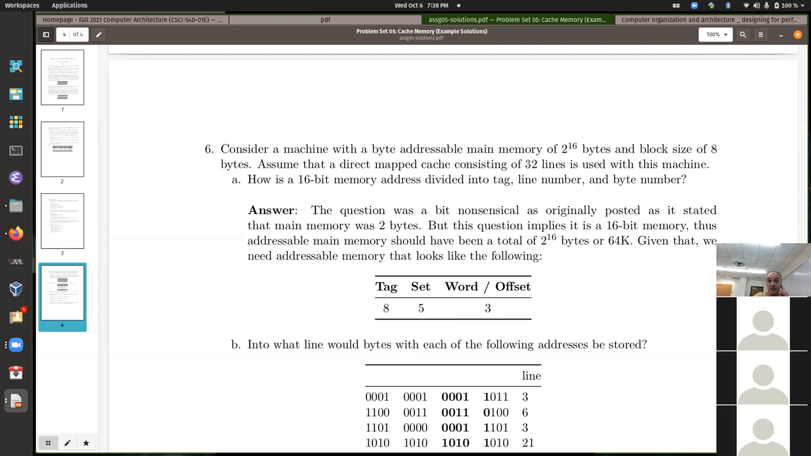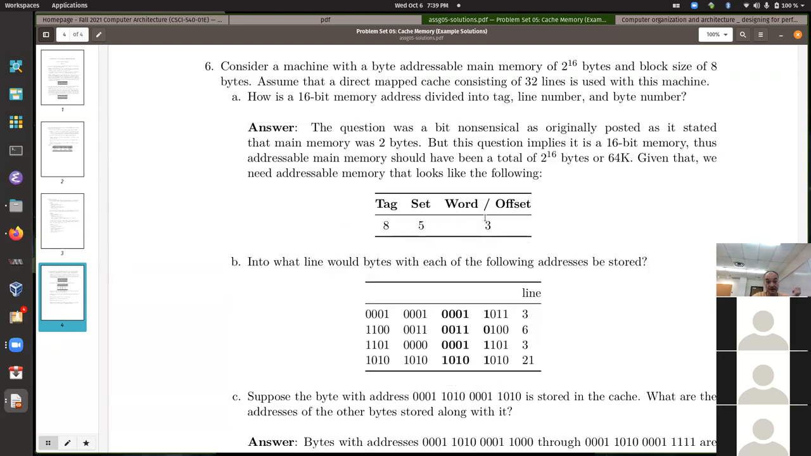So with 32 lines, that implies that we need 5 bits to specify the line, the set in this case, leaving 8 for the tag then.